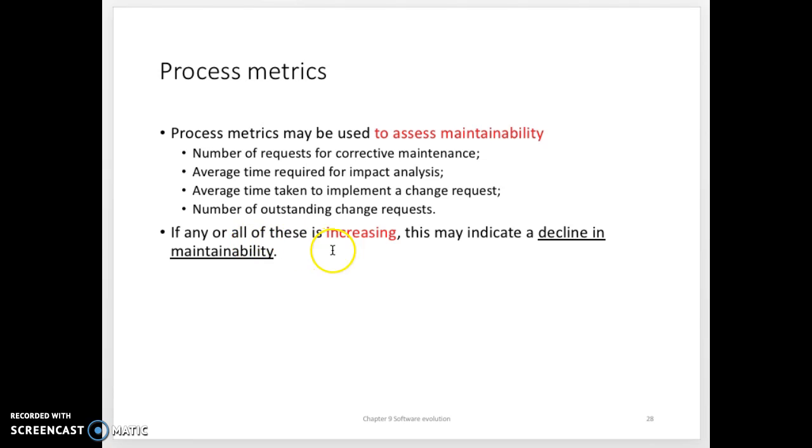So if any of all these is increasing, this indicates a decline in the maintainability of the system. So every round of maintenance on the system, we should collect those factors and compare them with the previous maintenance round. And if those numbers are increasing, it means the maintainability of the system is decreasing or declining.